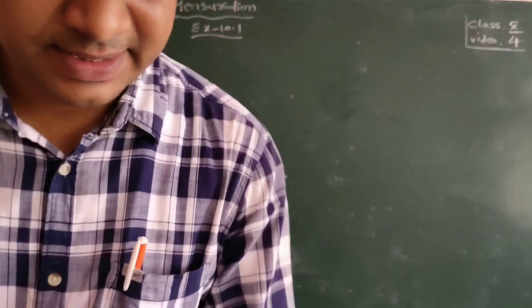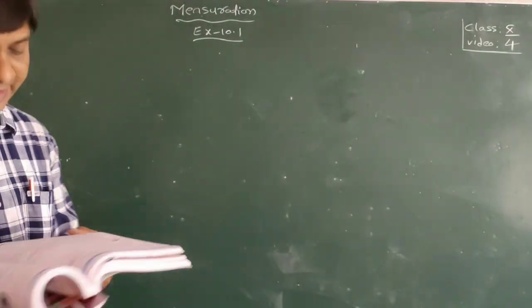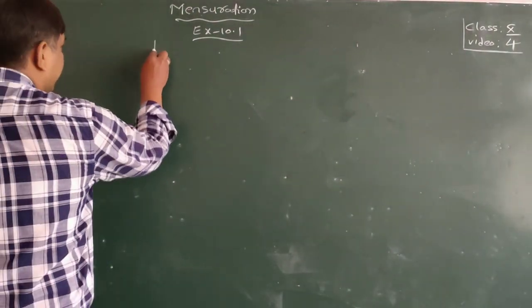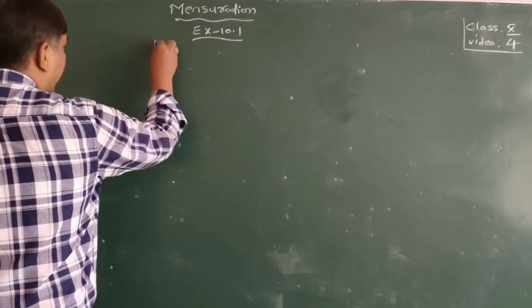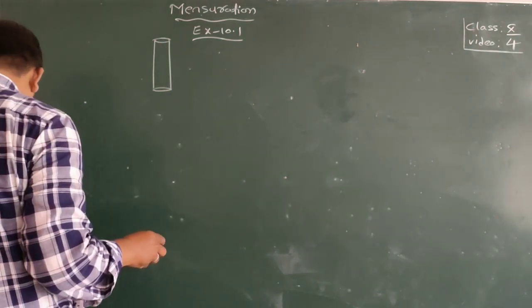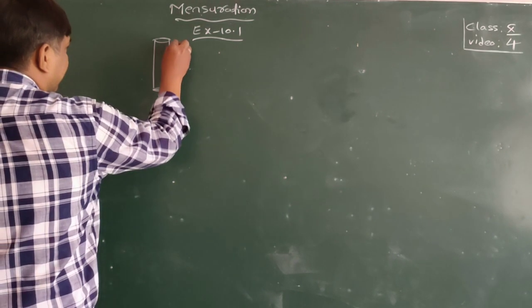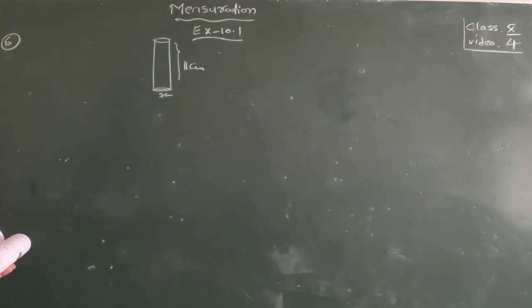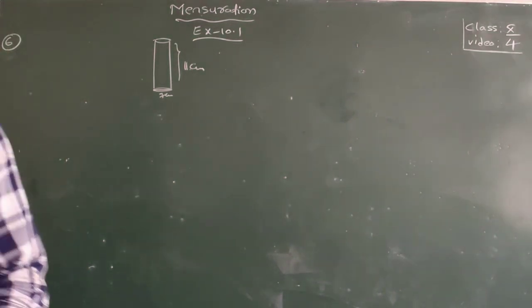Next one is the seventh question. The shape of a solid iron rod is cylindrical. Its height is 11 centimeters and base diameter is 7 centimeters. Find the total volume of 50 such rods.